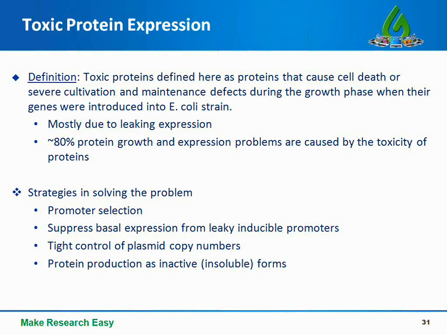Technologies have been developed to enable E. coli cells to tolerate the highly toxic gene during the growth phase. These include the selection of the optimal promoter, suppression of basal expression from leaking inducible promoters, tight control of plasmid copy numbers, and protein production as inactive, insoluble forms. These technologies will ensure rapid and quantitative production of the highly toxic protein before the cell dies.